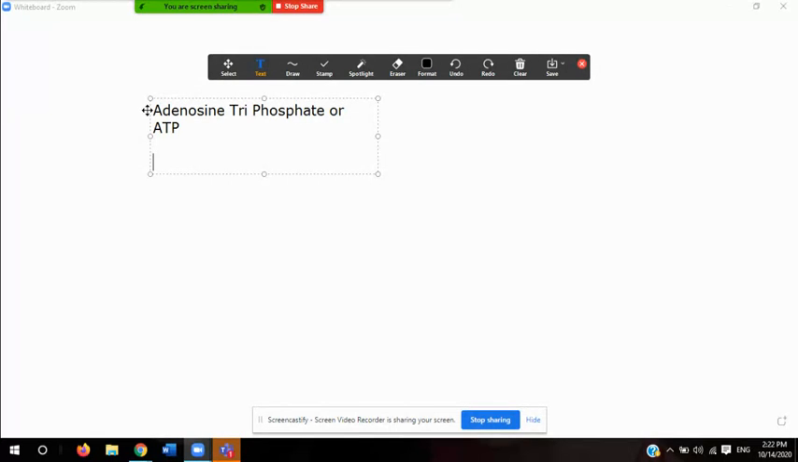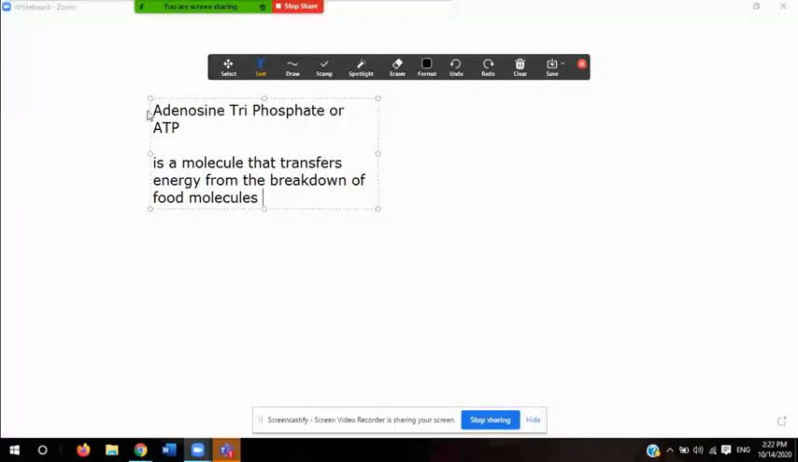Now, the formal definition of ATP is that ATP is a molecule that transfers energy from the breakdown of food molecules to cell processes.